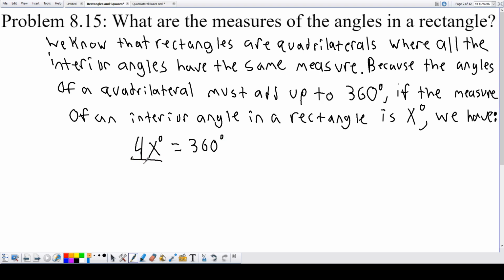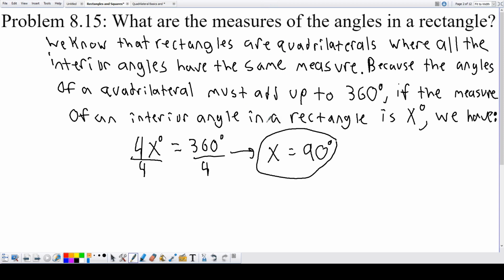Divide by 4 on both sides, and we find out that x equals 90 degrees, which is basically our proof. We have proven that assuming we do not know what the interior angle of a rectangle is, we just call it x, we can logically deduce that it has to be 90 degrees no matter what situation, based on purely the definitions that we know.